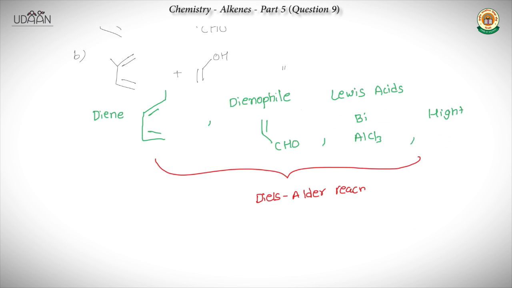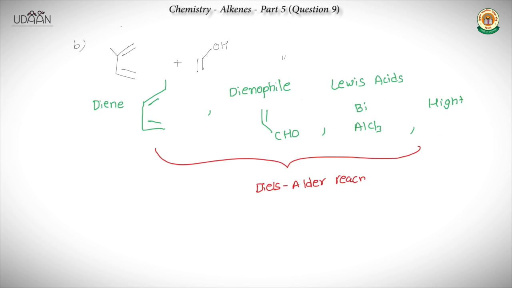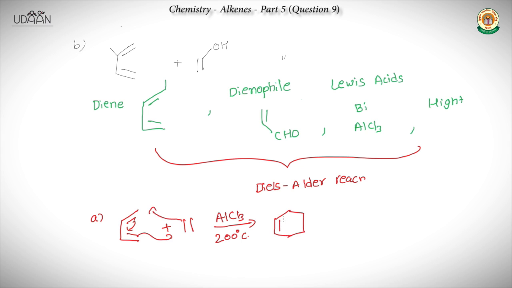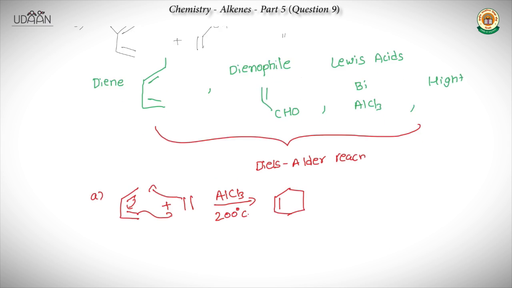This is a concerted reaction, which means that it proceeds in a single step. Let's look into the simple case of it, where you have a simple diene and a simple dienophile in the presence of a Lewis acid, say AlCl3, at high temperature, around 200 degrees centigrade. Now, these bond shifts occur at a very high temperature and in a concerted manner. You will get a closed ring. It's very simple for these simple cases.